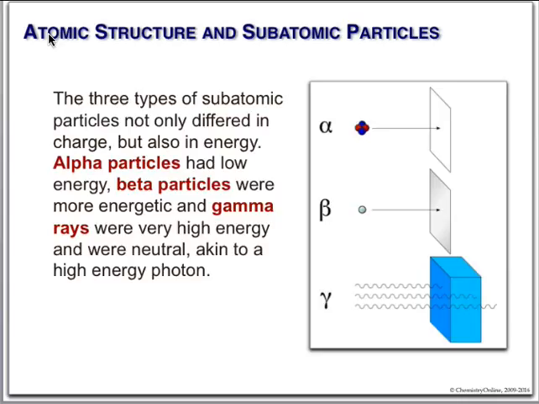Gamma particles, extremely high energy. These guys can come clear across the entire universe and still hit here on Earth with a great deal of energy. They can go through brick walls, they can go through 10 centimeters of lead, very, very energetic particles.